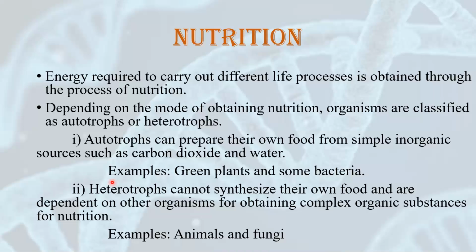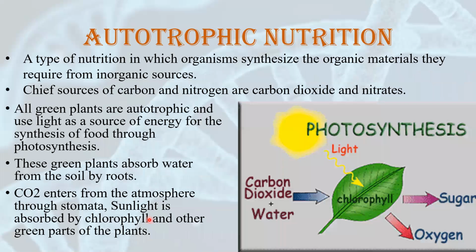Then second type of organisms are heterotrophic organisms, or you can also call them heterotrophs. They cannot synthesize their own food. So from where do they get their food? They get their food from autotrophs. That means they are dependent on other organisms for obtaining complex organic substances. They directly take the complex organic substances. Autotrophs take the simple inorganic substances and convert them into organic substances, whereas heterotrophs directly take the complex organic substances. Examples: animals and fungi. Now just think, humans come in which of these two types? Humans come in heterotrophs. Humans also cannot synthesize their own food.